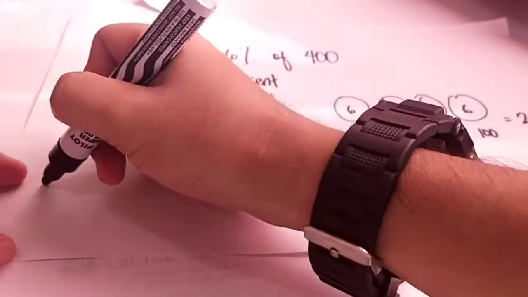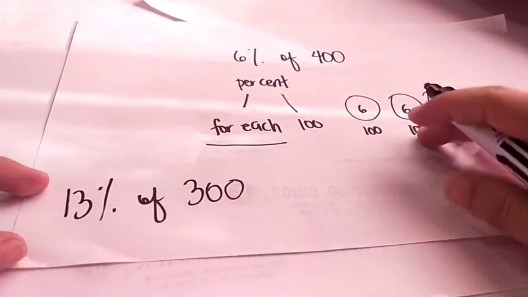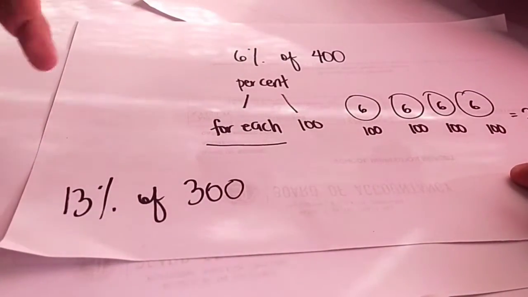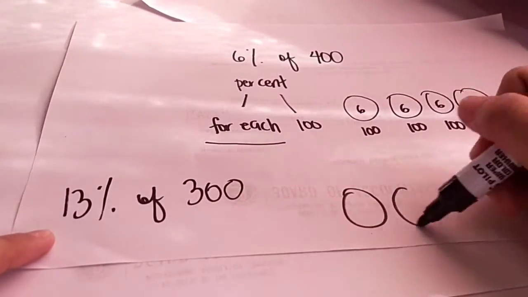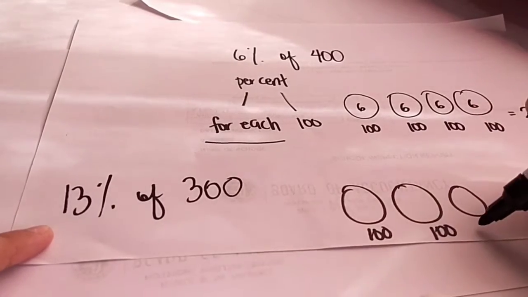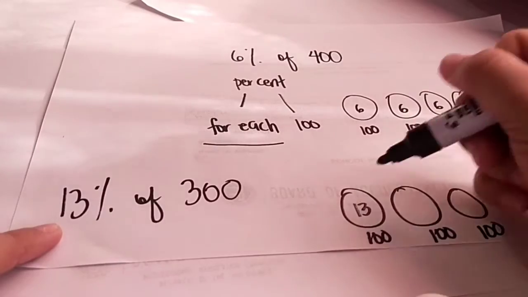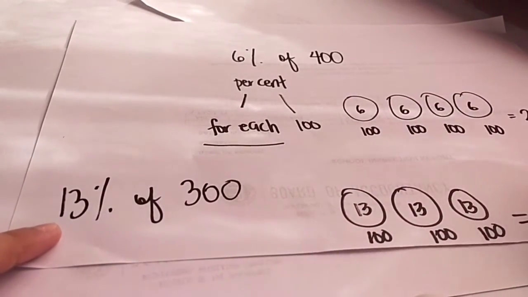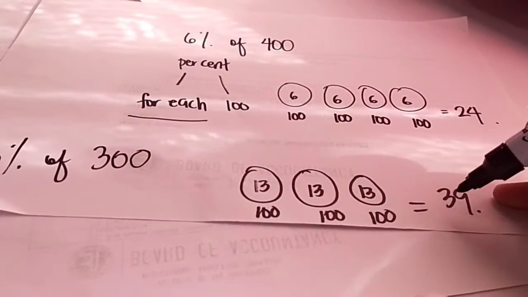Next example is 13% of 300. Same thing that we did on our last problem. So we have here 3 circles, standing for 100, 100, and 100. And then we put 13 in every circle, since it is for each. So we get the total of 39. Again, 13% of 300 is 39.